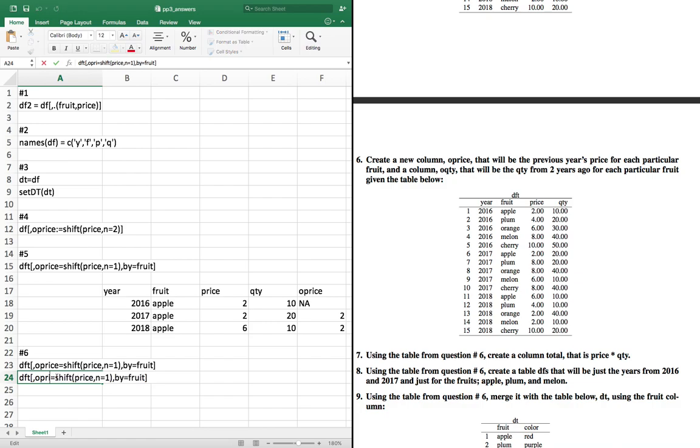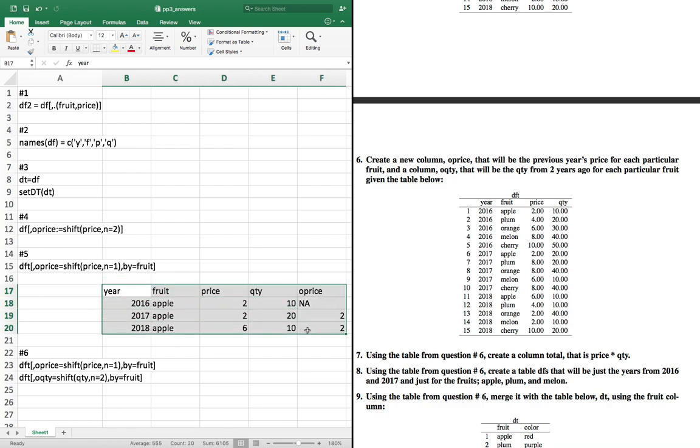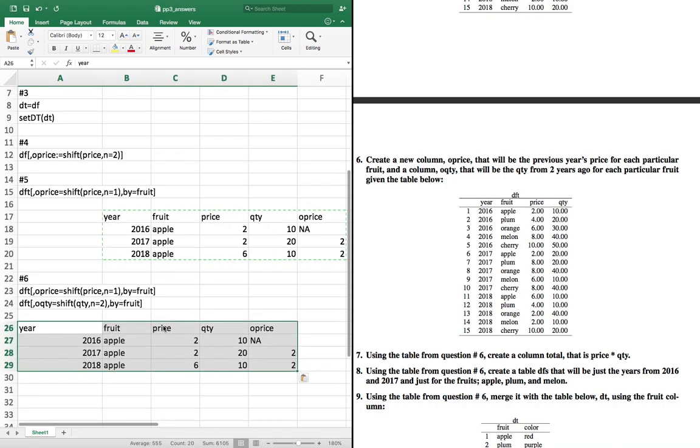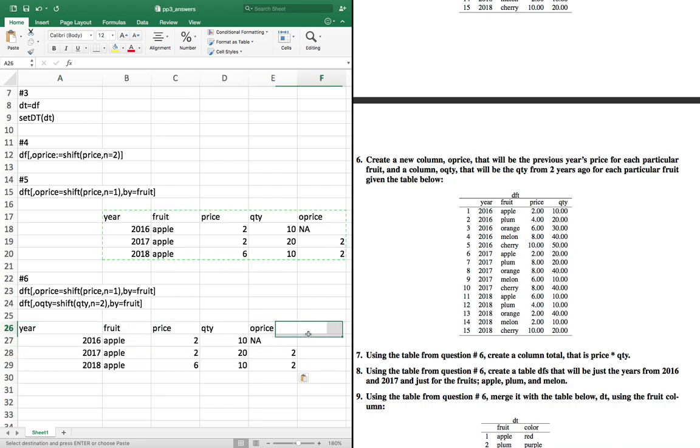So instead of O price, it's going to be O quantity. Instead of shifting by price, we are shifting by the quantity column. The only difference is we're doing it by 2 rows, and we're still doing it by fruit. If I were to copy and paste this to show you what happens now, for each subtable, it's going to create a new column in each subtable. Now this would be NA, NA, and this will be 10, 2 rows before.